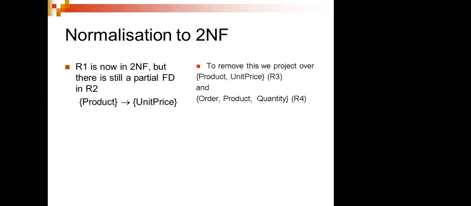See again what we have done over here. Still we have some partial functional dependency, that is, product is dependent on the price. So here also, product and unit price should be there. So we have split order, product, quantity, and from that we split into product and unit price, right? So we have 3 things.